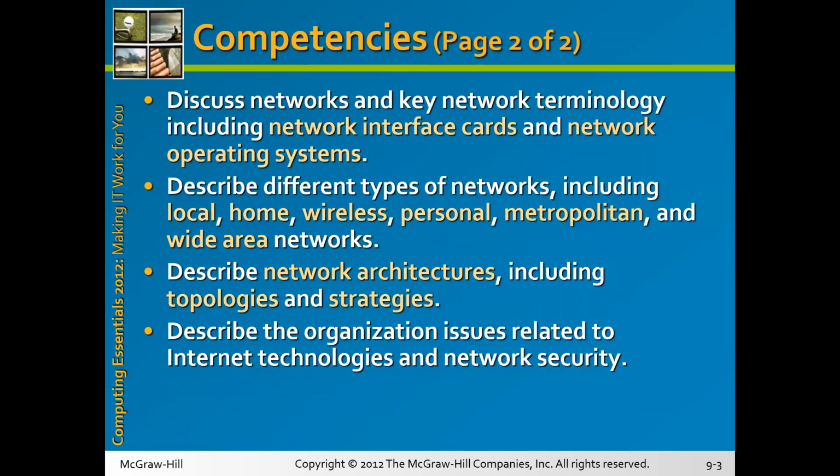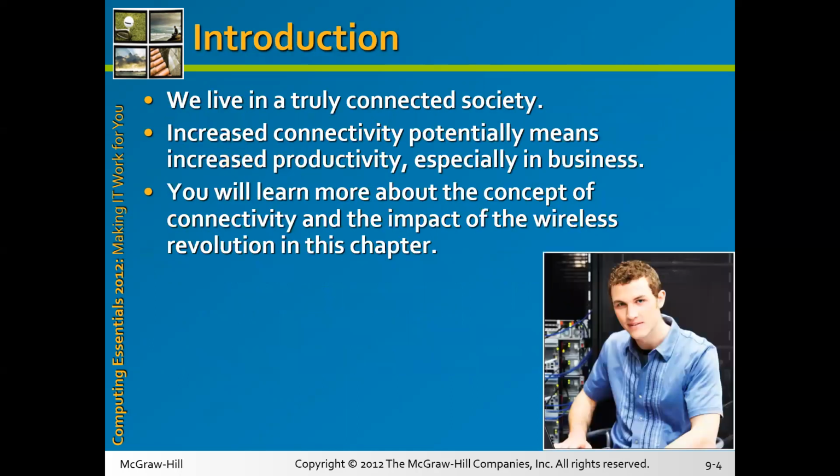To elaborate more on the learning outcomes, we should also look at discussing networks and key network terminologies, including network interface cards and network operating systems. We'll describe different types of networks, including local, home, wireless, personal, metropolitan, and wide area networks. We should also describe the network architectures, including topologies and strategies. And finally, we will describe the organizational issues related to internet technologies and network security.